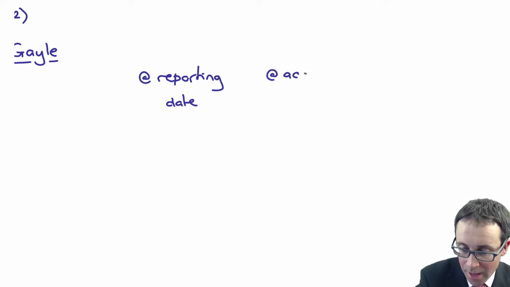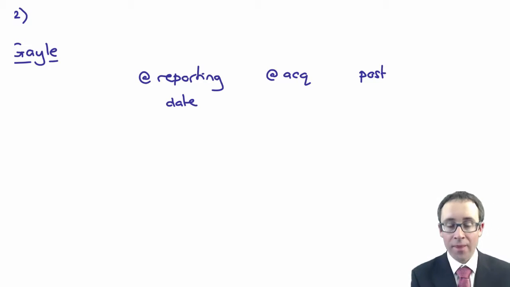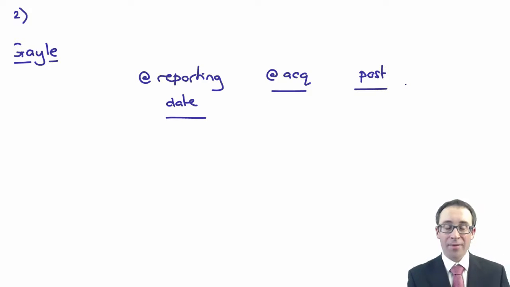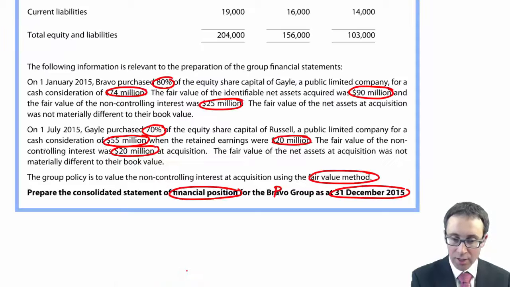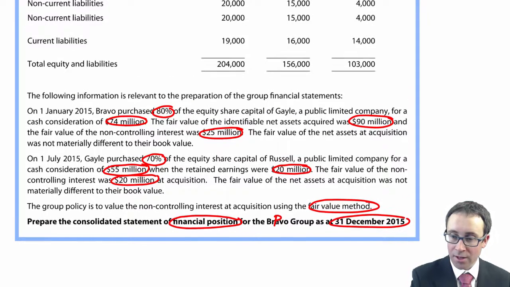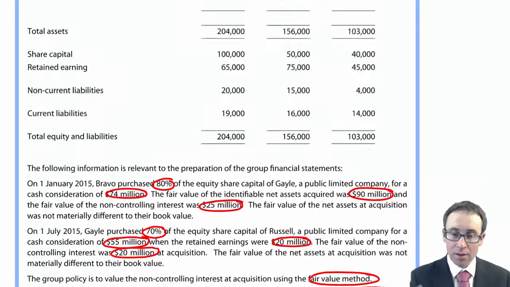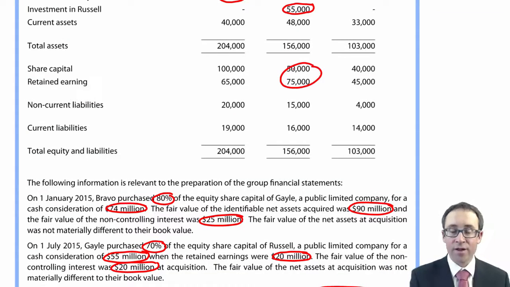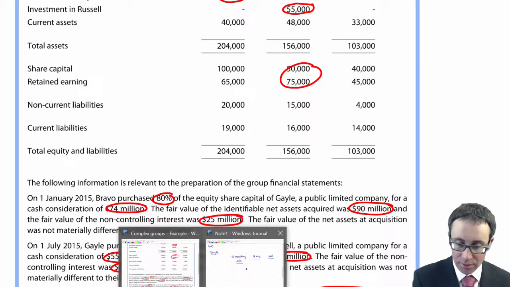Is it there at the acquisition date? And then everything within that post-acquisition period, isn't it? Again, I think we've kept it simple. I think we're just looking at share capital, retained earnings. There we go. So share capital, retained earnings, 50 and 75,000.